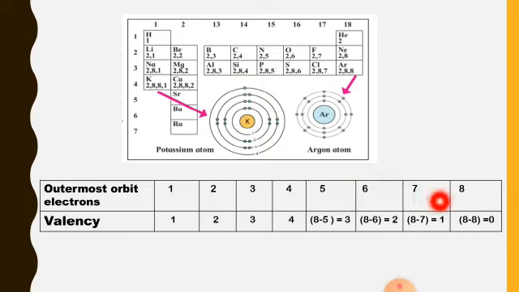Similar thing happens till 8. If there are 6 electrons, then it will be 8 minus 6 is equal to 2. So its valency is 2. If there are 7 electrons, then 8 minus 7 is 1. And here you can see that if there are 8 electrons in the outermost shell of any element, then what will it come? That is 8 minus 8, it is equal to 0.